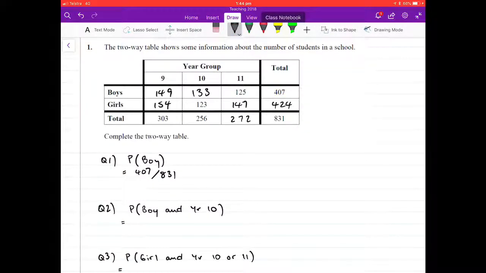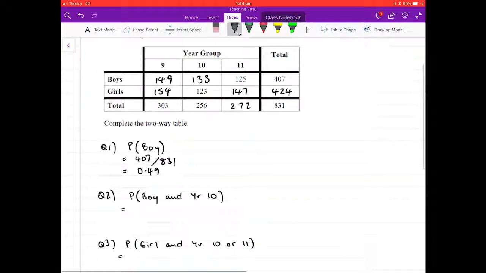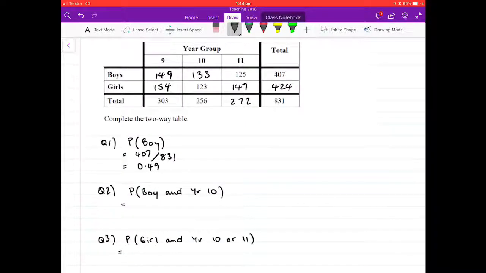Now again, with probabilities like you've been shown all unit, convert that to a decimal. Okay, it's easy to compare decimals rather than fractions if we're looking at comparing the probability of one event over another. Second one starts to use that word and. Okay, so probability that we select a boy and they're in year 10.